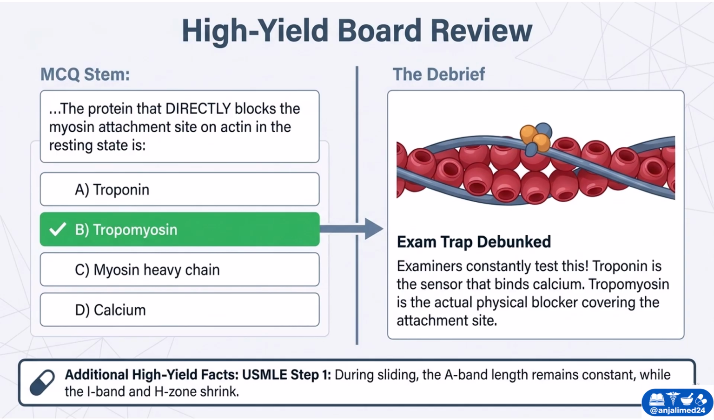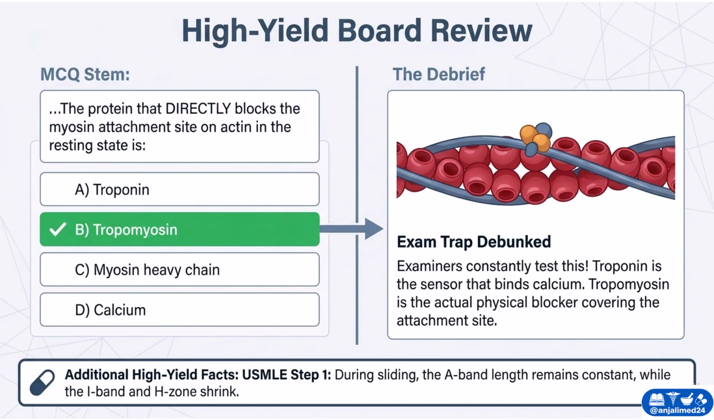Now let us review the additional high yield fact at the bottom of the slide. During muscle contraction, the filaments slide past each other but they do not change their length. As a result, the A band remains constant because it represents the full length of the thick myosin filament. Meanwhile, the I band shrinks because the thin and the thick filaments overlap more during the contraction. The H zone also shrinks and the actin filaments move closer towards the center of the sarcomere.